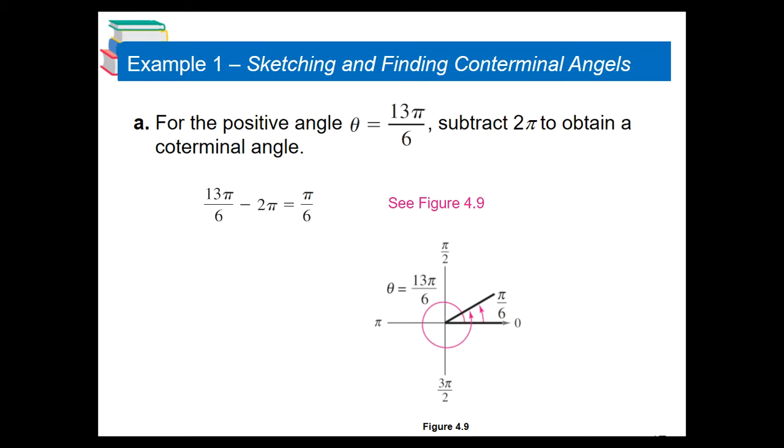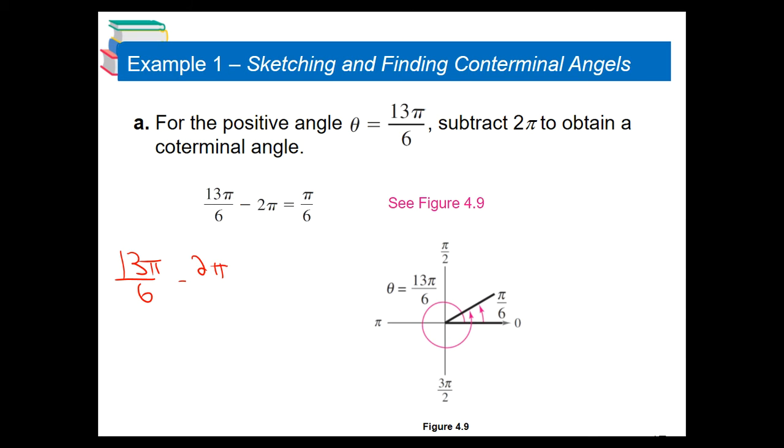So here's what they're doing there. For the positive angle, theta equals 13 pi over 6. Subtract 2 pi to obtain a coterminal. So they're just wanting to know, what's a coterminal angle for 13 pi over 6, whatever angle that is? Well, I could add 2 pi or I could subtract 2 pi. Either way, it's going to leave me with a coterminal angle. So what they did is they subtracted 2 pi.